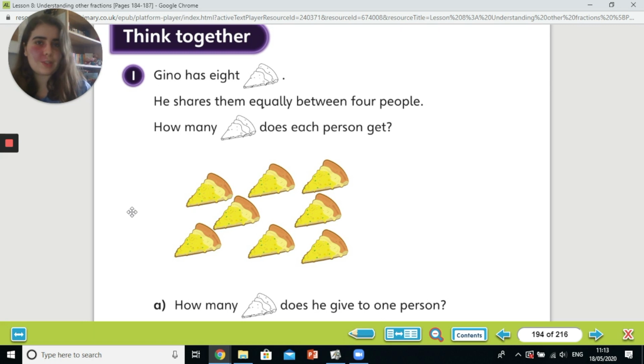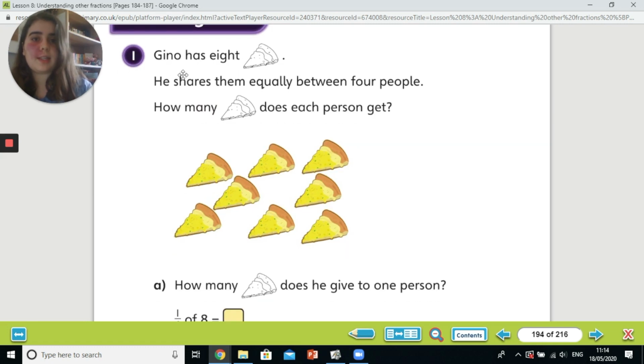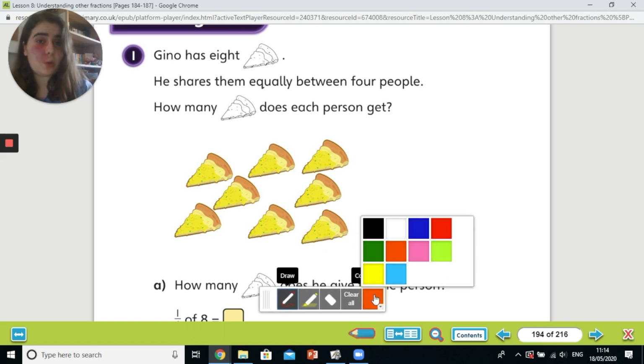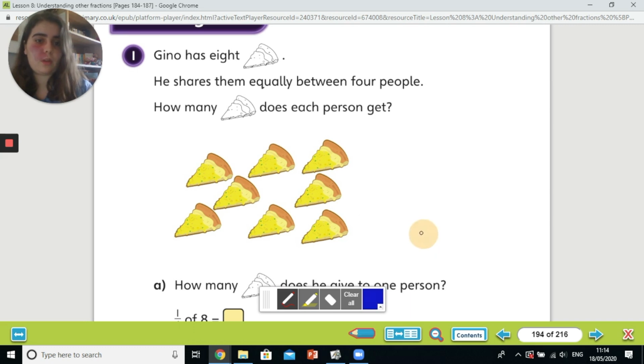Now let's have a look at this question. Gino has 8 slices of pizza. He shares them equally between 4 people. How many pieces of pizza does each person get? If we look at this sentence here, he shares them equally. What operation do we know involves sharing equally between groups or between people? So sharing equally is the same as dividing.